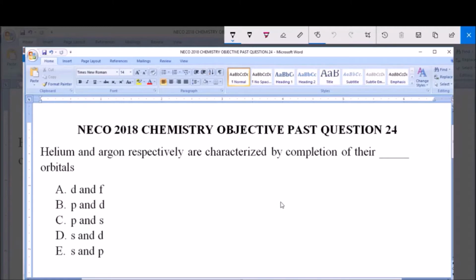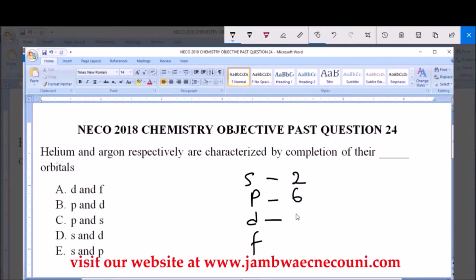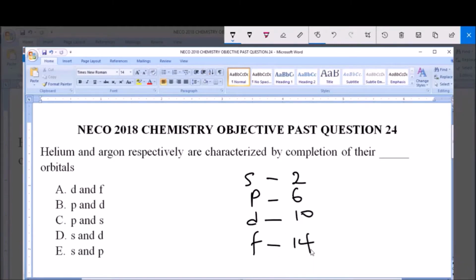Now, like we know, we have 4 orbitals, which are the S, P, D, F. S can contain a maximum of 2 electrons, P a maximum of 6 electrons, D a maximum of 10 electrons, and F will take a maximum of 14 electrons.